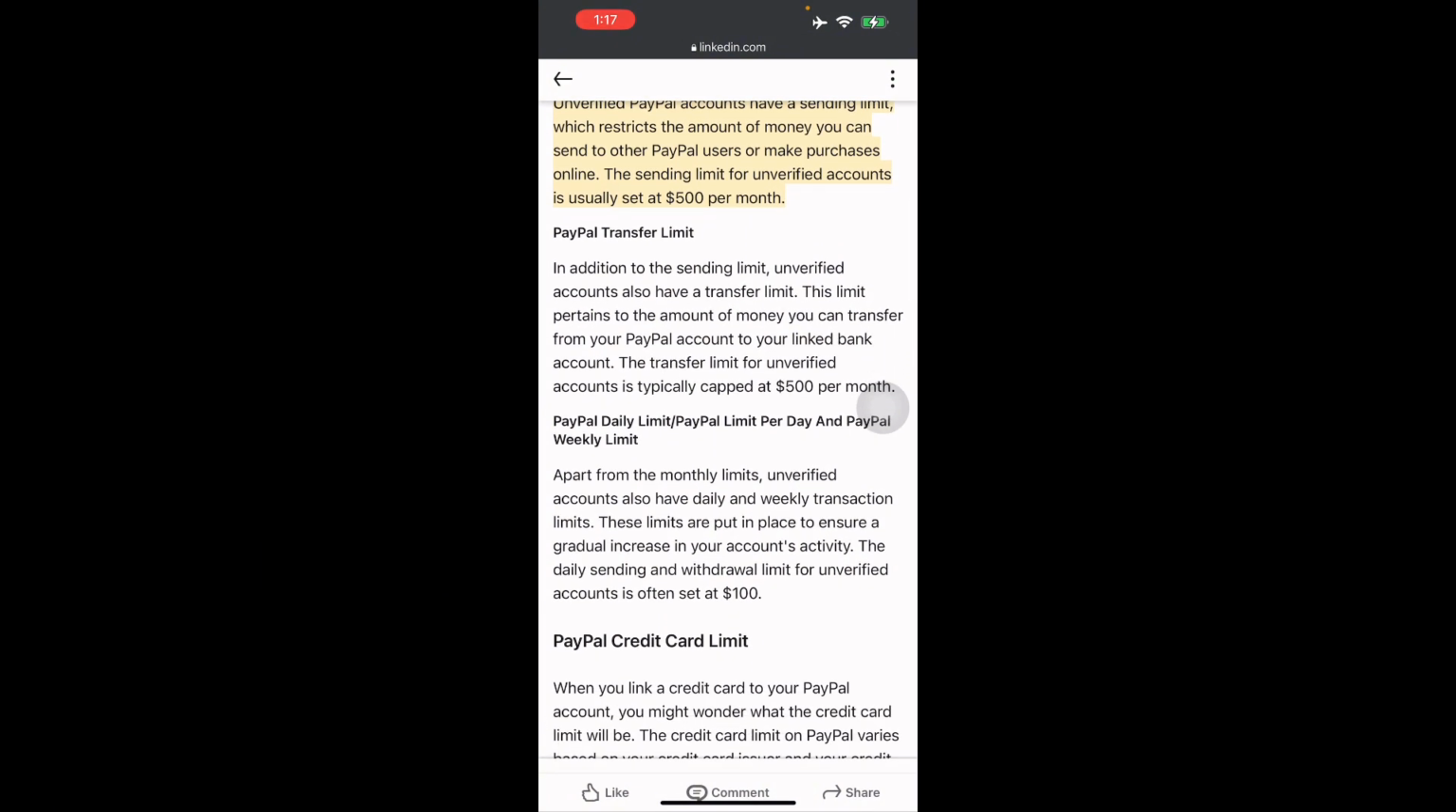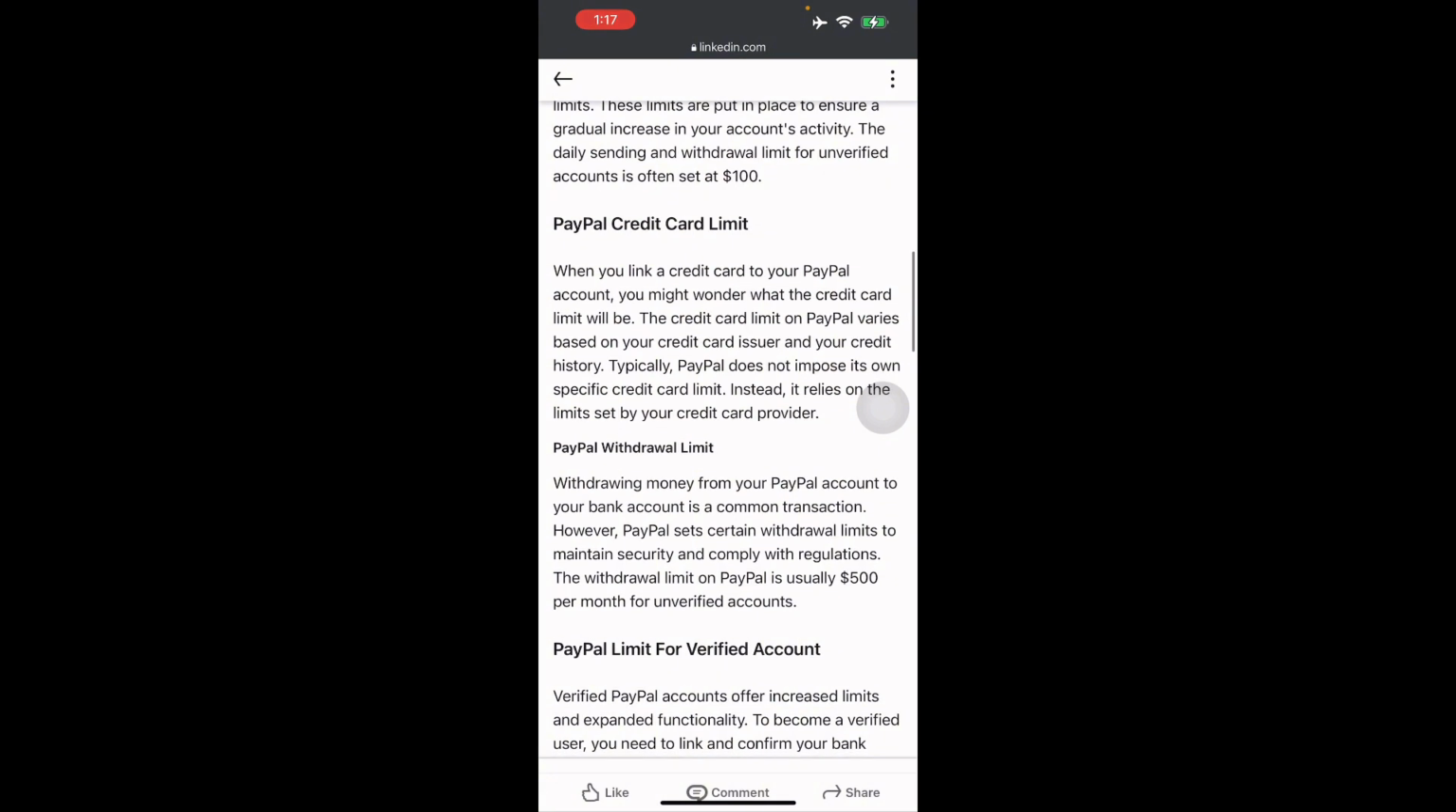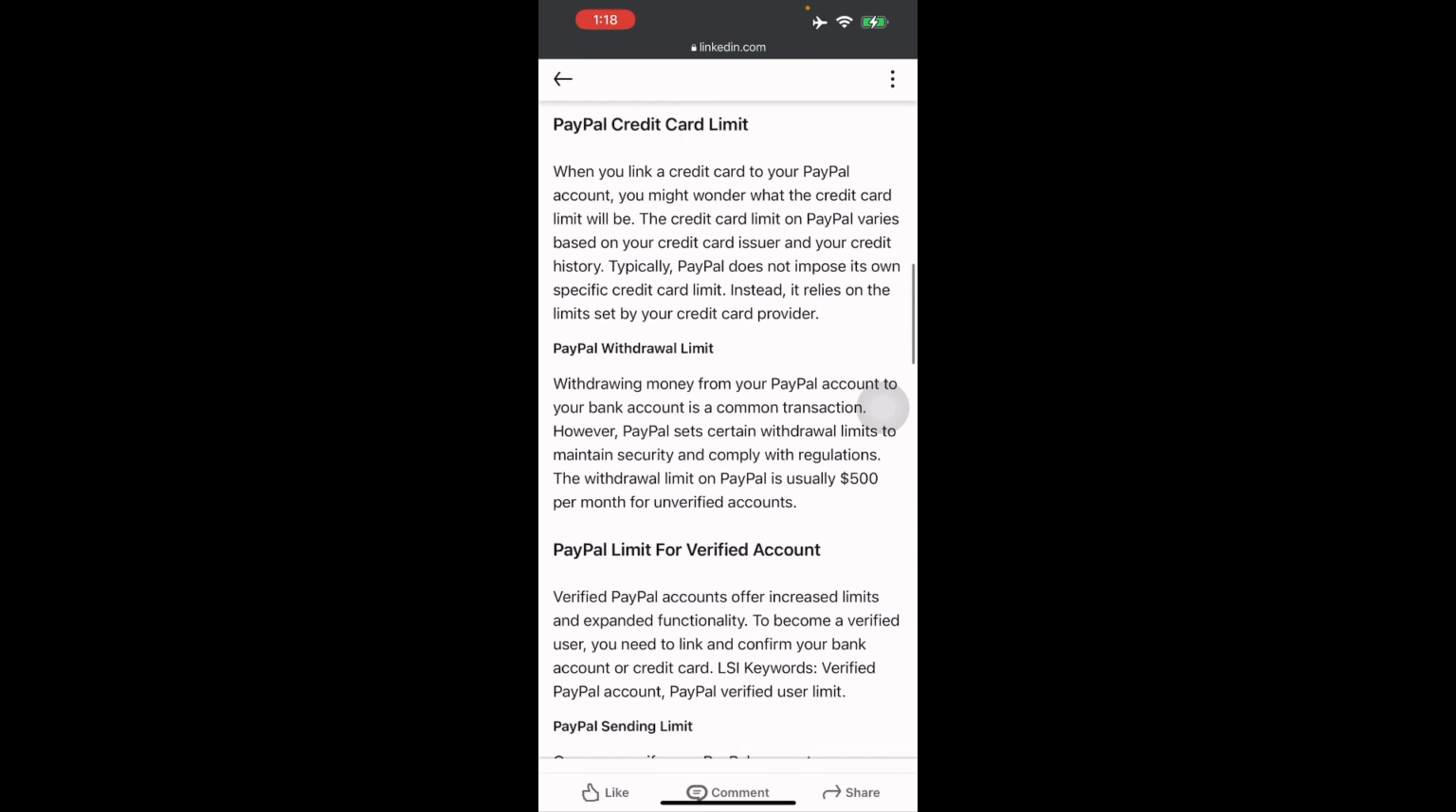There's also a PayPal daily limit and weekly limit. It's usually set at $100 per day for these accounts. There's also a PayPal credit card limit. When you link a credit card to your PayPal, you might wonder what the credit card limit will be. The credit card limit on PayPal varies based on your credit card issuer, so it depends on them and not really on PayPal.